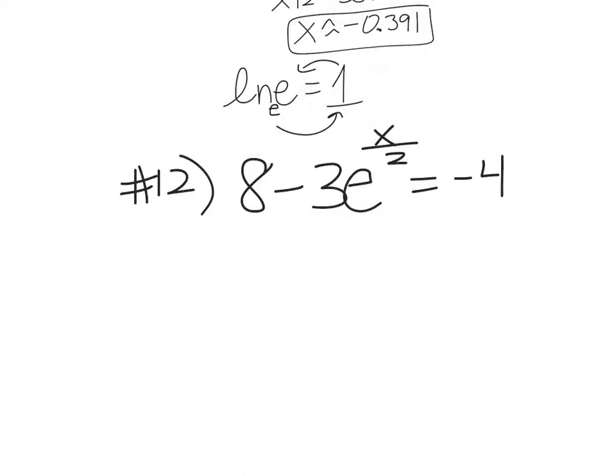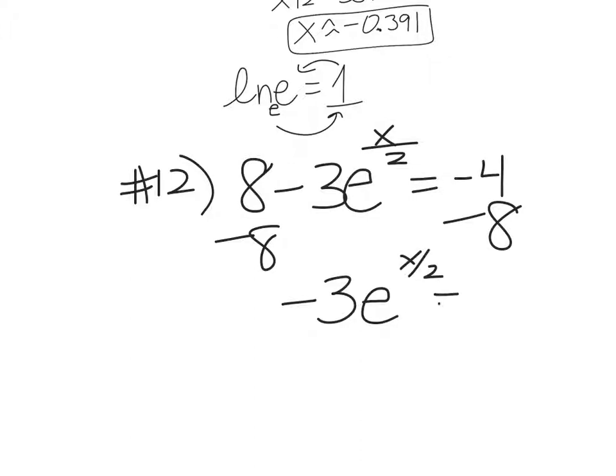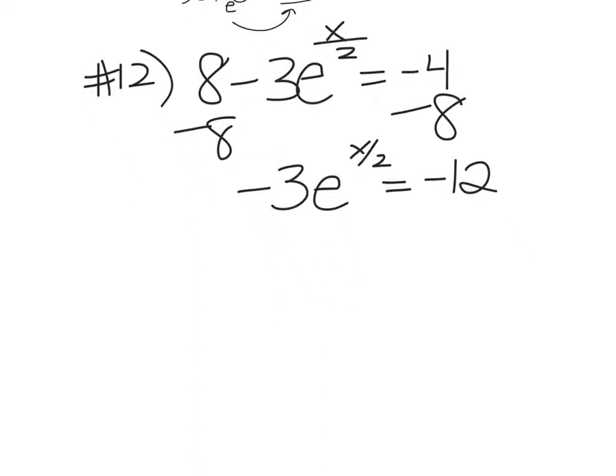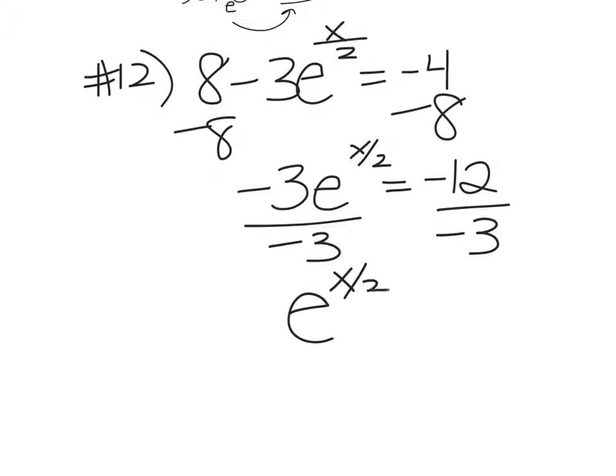All right, so here we go. We're going to first subtract 8. Exactly. Yep. So you get negative 3e to the x over 2 equals negative 12. Perfect. So far, so great. Now, divide both sides by negative 3. Perfect. You got it. You get e to the x over 2 equals 4.